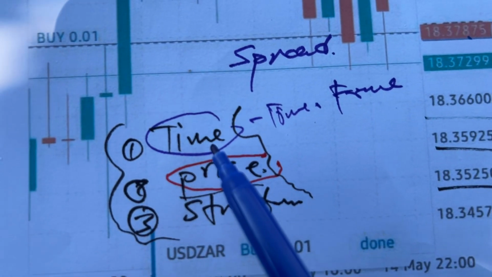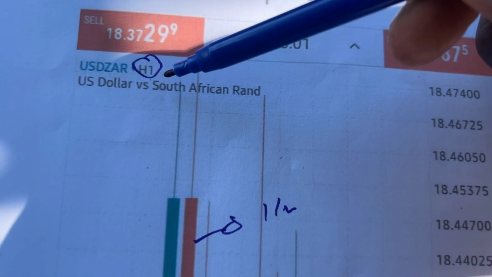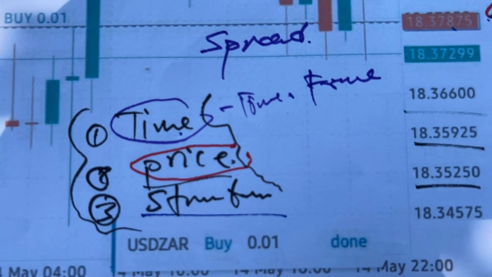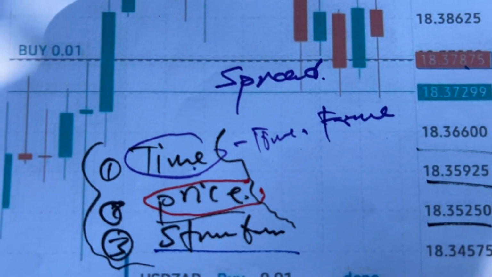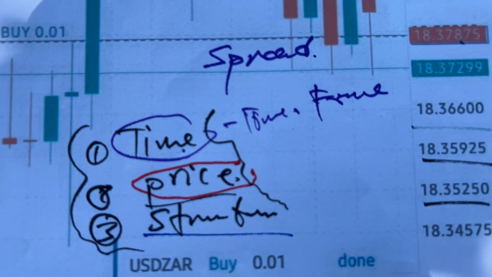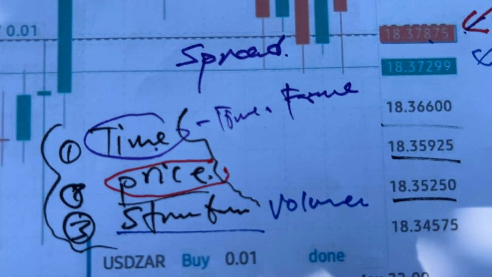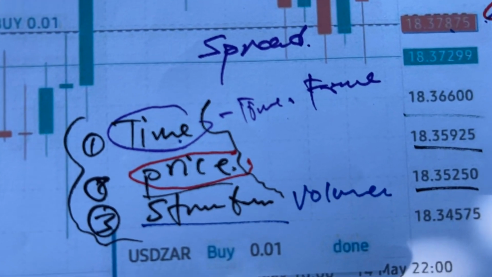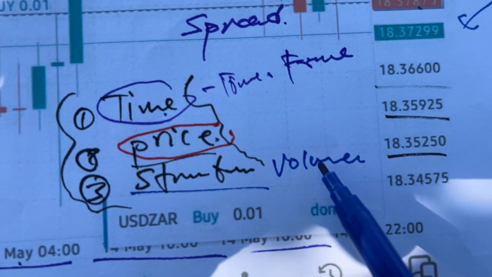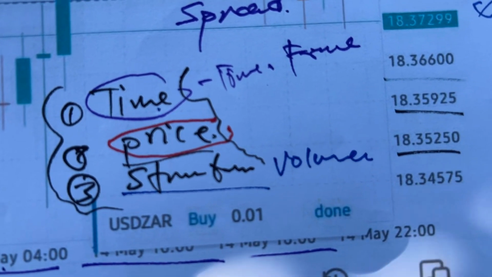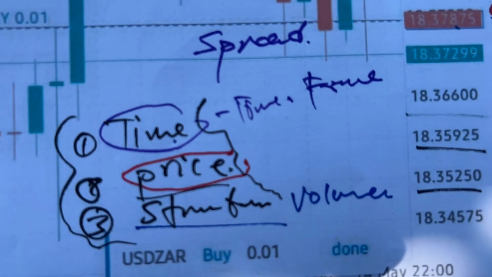Now, we talked about time, which is the time frame here. We can see that we have this time frame over here. All right. And also, we're talking about structure. With structure, we're looking at the volume, right? And under structure, we can add many things under volume. So under volume, we're looking at the orders, the orders that have been filled.